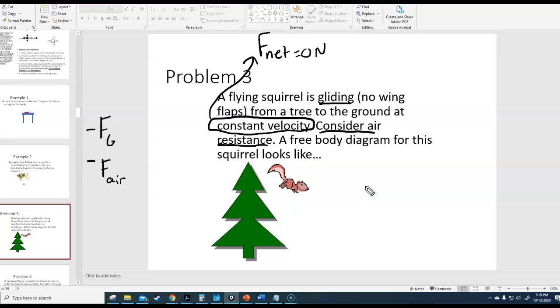What does my FBD look like? Well, I know force of gravity is going down, and I know that if the net force is 0, and there's only 2 forces acting, I have to draw the air resistance force in a way that it cancels out the force of gravity to give me a net force of 0. Okay, so that is going to be drawn up, same length. Okay, the length is important. And there's my FBD. Okay, so that is example 3. Pause there if you need to look at it some more.